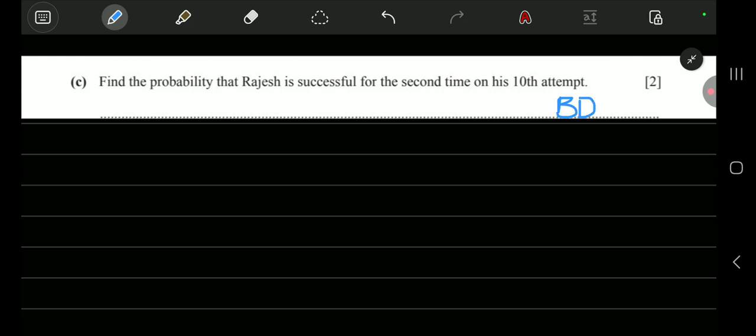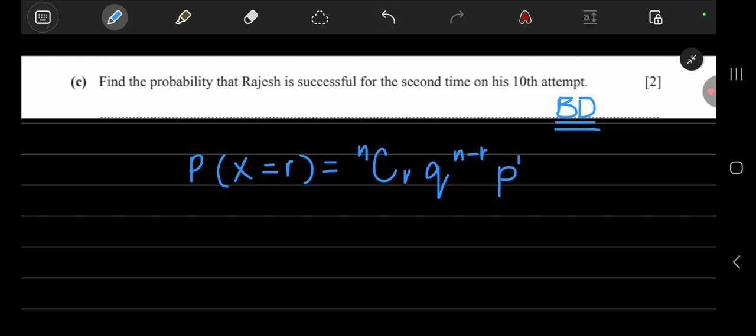Okay, in the binomial distribution all the formulas are going to be different now. So what is the formula for the binomial distribution? P of x equals r gives you nCr, q to the power n minus r, the failure to the power n minus r, and the success p to the power r. Okay, so how are we going to take this?